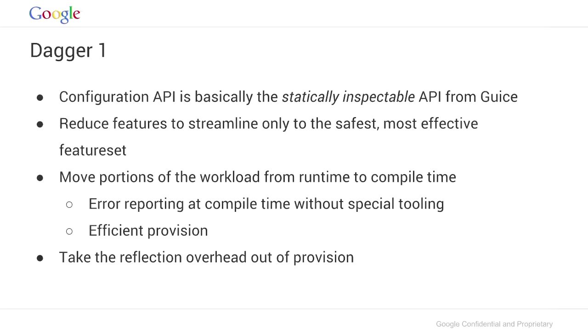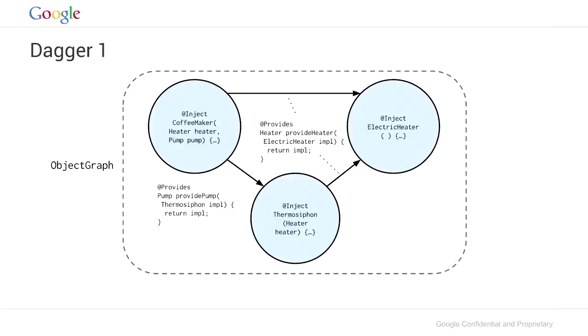But the other bit is you can just do things more efficiently if you don't have to do reflection. No reflection is always cheaper than reflection if you're doing the exact same thing, so let's do no reflection. And we take all of that overhead out of asking for a new instance.